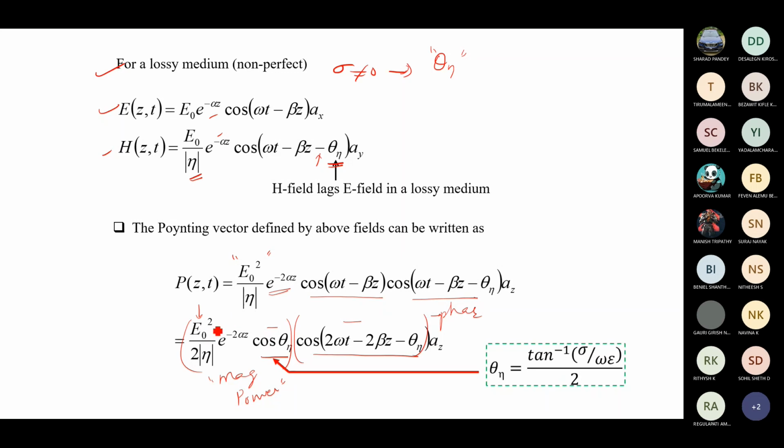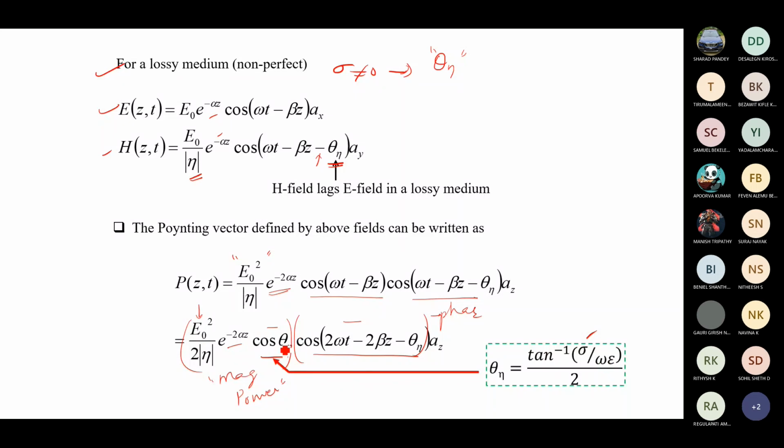We know that this E naught square by 2 eta is because of the lossless medium, and we are introducing the loss here. One more extra term added here is cos theta. This cos theta, or cos theta eta, is actually the product that has come because of the conductivity, and it is also subject to vary with respect to frequency.